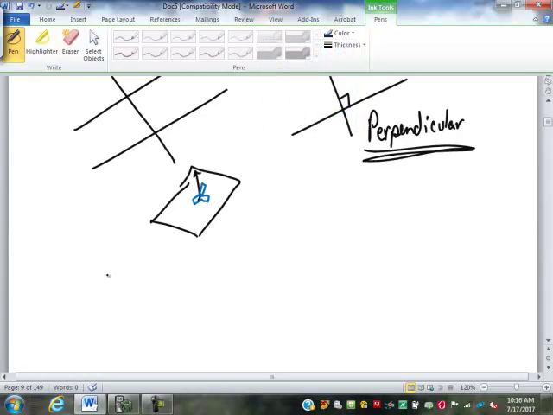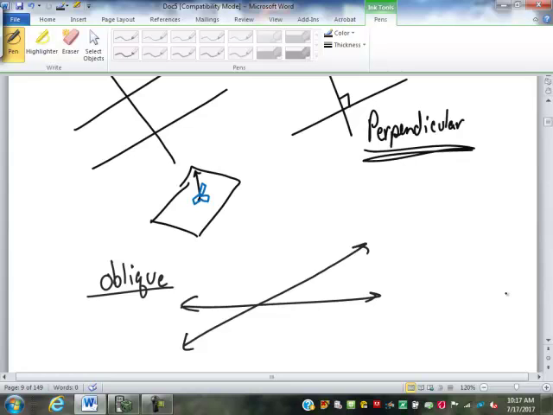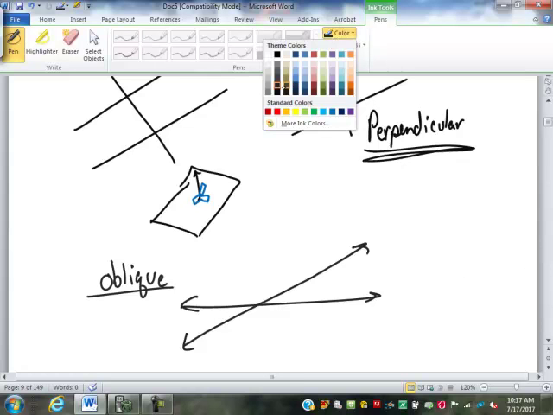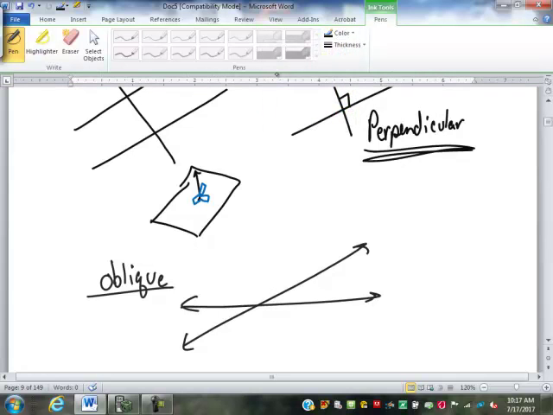And then, of course, there's something called oblique lines. Forgot my U in there. Oblique lines might look like that. They're not parallel, they're not perpendicular. Oblique lines may intersect, they may not. But oblique is just, there's no special relationship. Not parallel, not perpendicular. So there's really no special rules covering them.